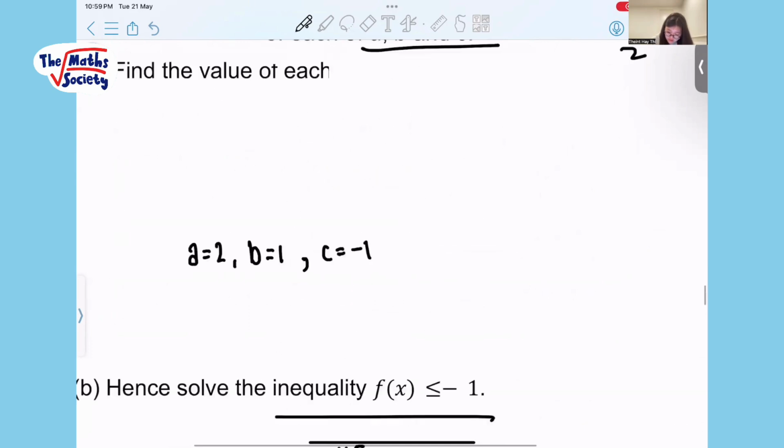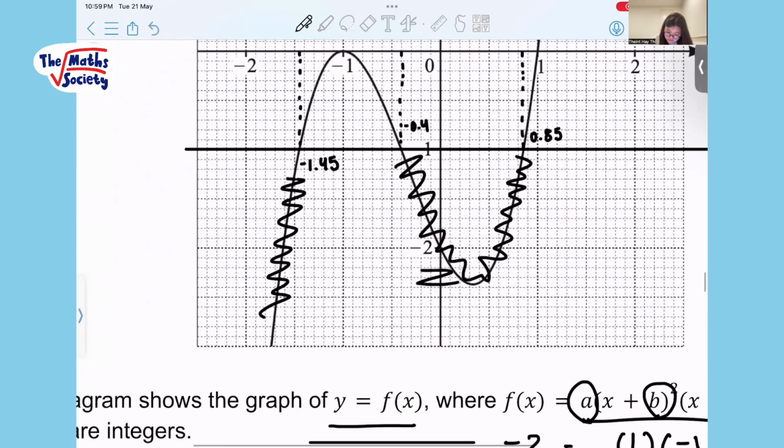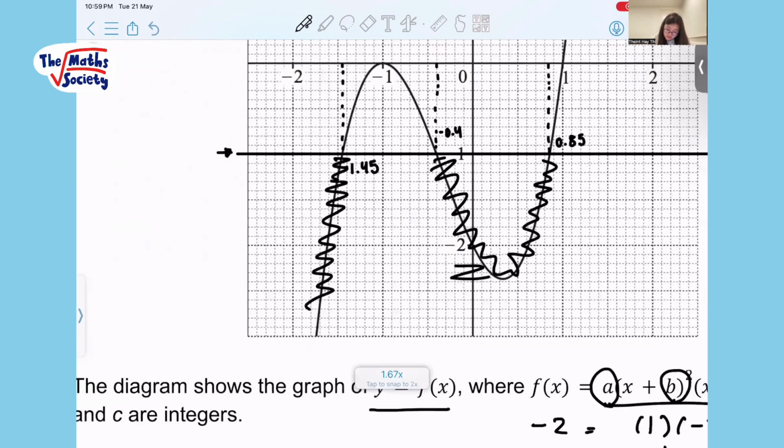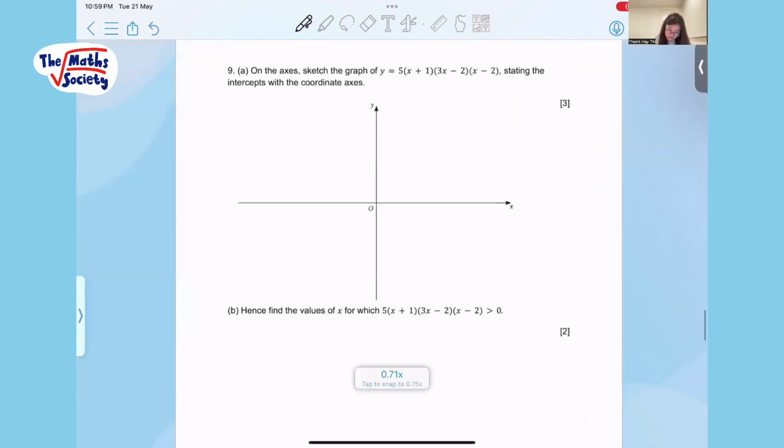And we can see here it has to be less than minus 1, yeah? So here's the line, which is minus 1, so it just has to be less than that, and you can see here. Yep. And then let's go into question 9.